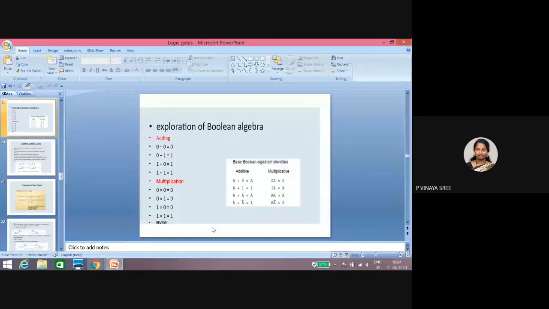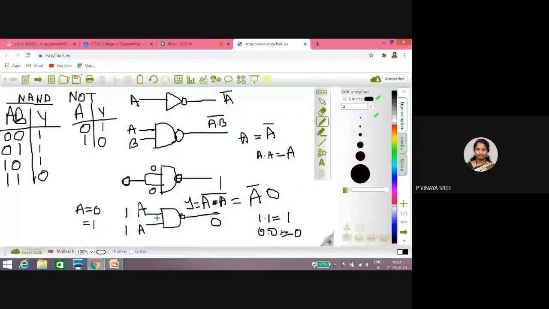So these are the rules. Based on these rules, I will explain again. See my cursor position. We have addition and we have multiplication. Based on this multiplication, A into A equals A, it is mentioned here. I will explain how we are getting that. So I have written A into A, which is nothing but A. As we have a complement, it is A complement. Okay. Now, is it clear, everyone?